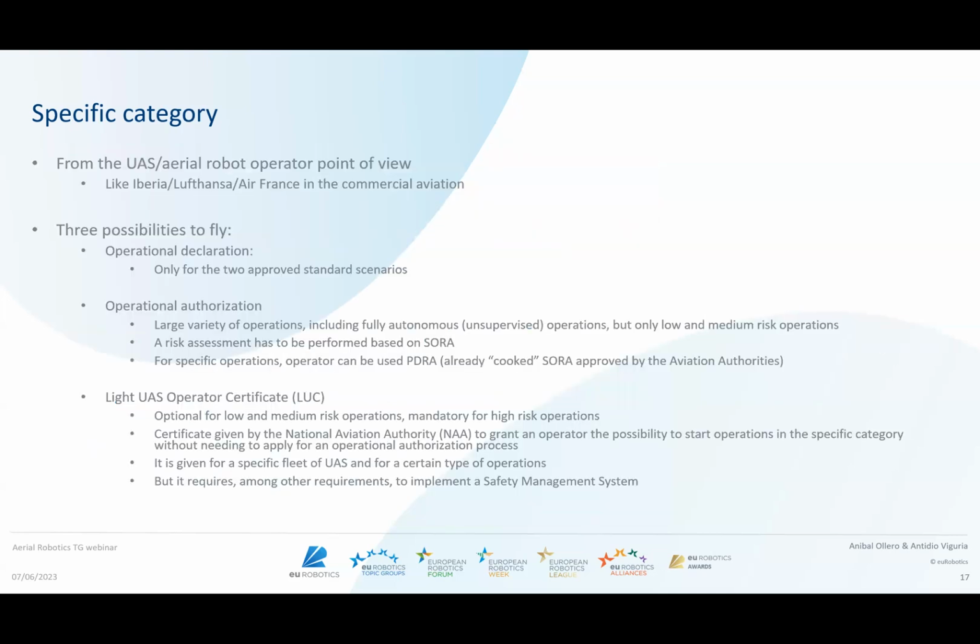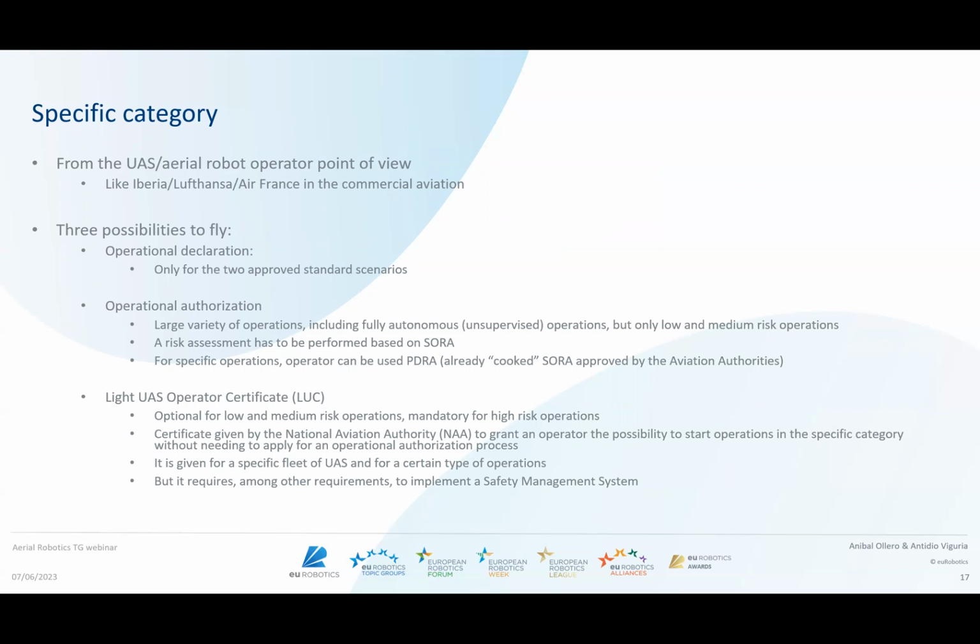Okay, in the specific category, we're going to see it from 2 points of view. First, from the point of view of the UAV aerial robot operator. In the commercial aviation world, it's like Iberia, Lufthansa, Air France, the operator. How can I fly in the specific category? There are three possibilities. You can fly submitting an operational declaration, but this is only allowed for two specific scenarios, two types of operations that we will comment on later.